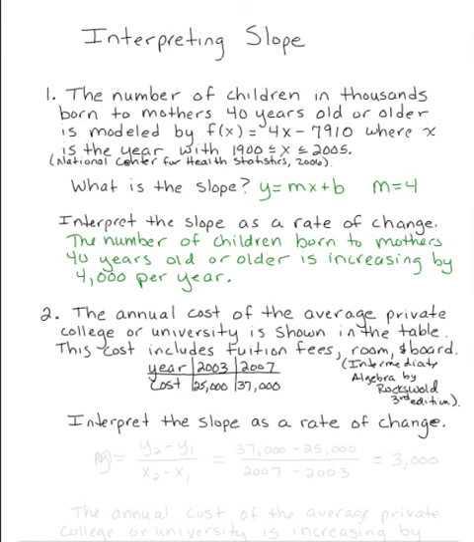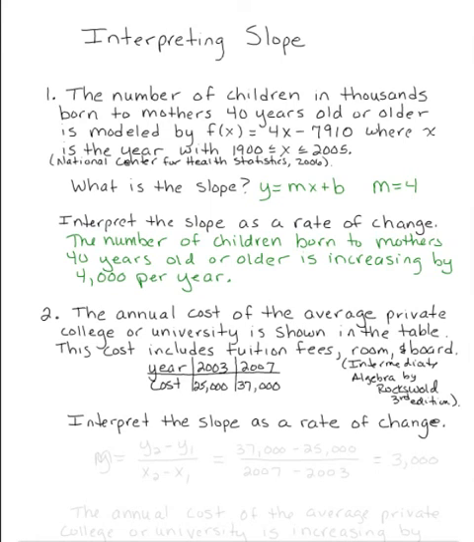So you always go back, restate what the equation or the graph or the table, whatever it is we're looking at, restate what it is. And then talk about what is it doing, increasing, decreasing, and by how much. And by how much, that is where the slope comes in.